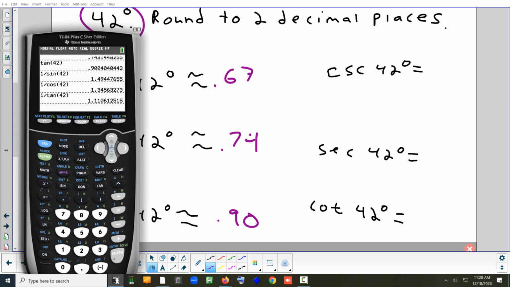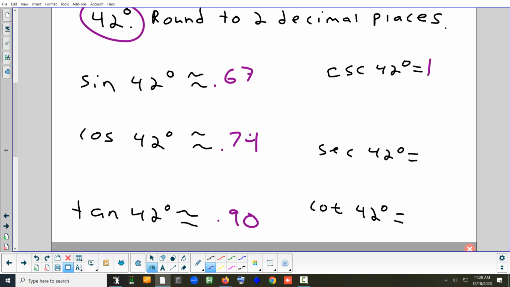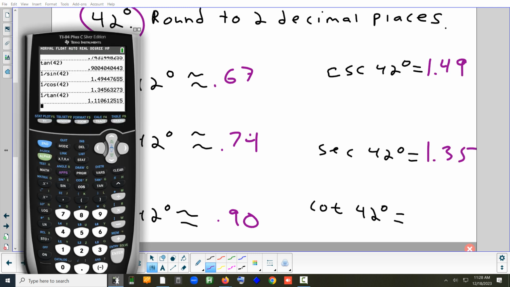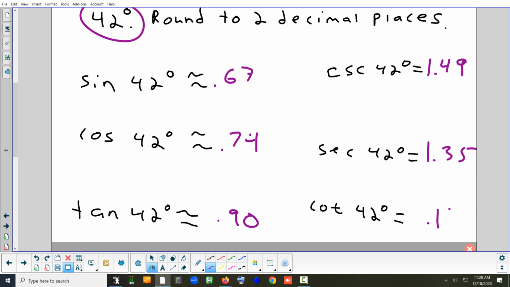Notice I didn't type in 1 over 0.9. I did 1 over the tangent of 42. Why do you think I typed in the original trig function and not the numbers in purple? Yeah, because I rounded those. So it's better to go back to the original problem. So 1.49, 1.35, and 1.11. So any question on using the calculator to get the 6 trig functions at 42 degrees?